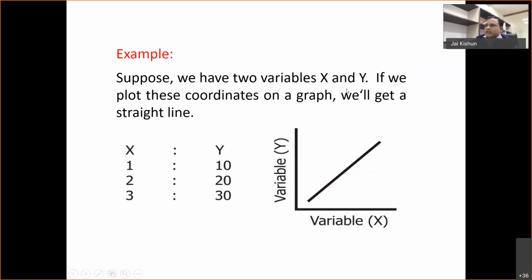Suppose we have two variables x and y, and if we plot these two variables on the y-axis and x-axis, we will get a straight line like this. So this is a linear relationship.